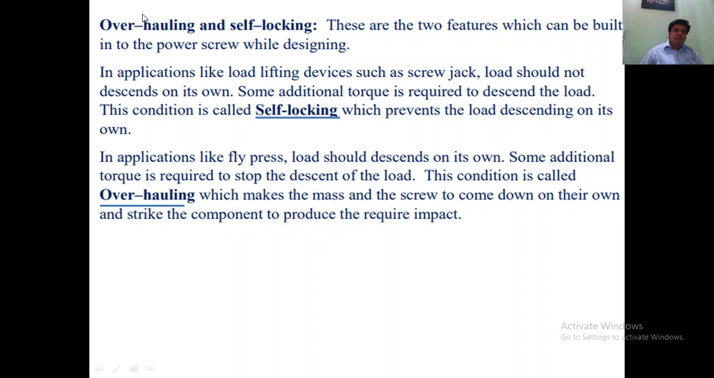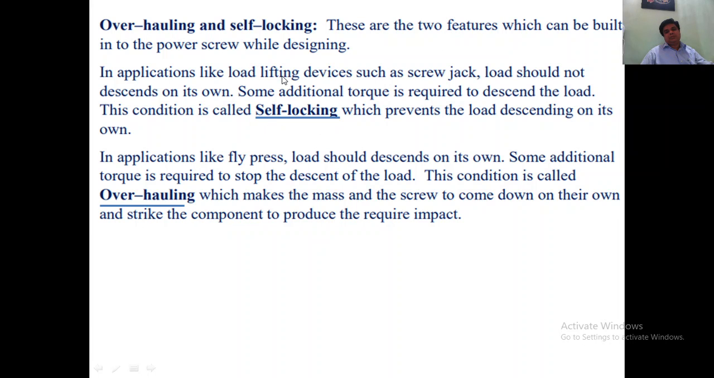We have two concepts called overhauling and self-locking. For example, in a screw jack, when you rotate the power screw manually or by motor, the load is lifted, and we want the load to stay there for some amount of time without coming down by itself. That condition is called self-locking. Whereas in some cases, for example in a fly press, we just rotate the power screw, and we want the load to descend by itself without any external force or torque required. That is called overhauling. So we design the power screws for these two conditions.